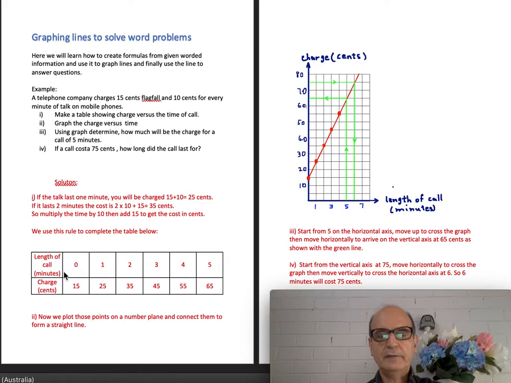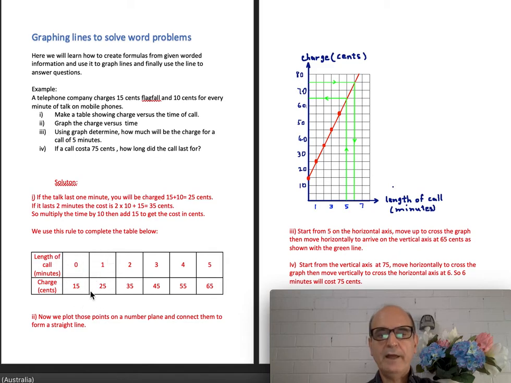So if the call is 0 minutes, you pay 15 cents. So that is 0 and that's 15 cents. Each division of money on the vertical axis is 5 cents. So that's 10 and that's another 5, so 15 cents. And this is 0 time for call. Alright, that point represents this set, 0 and 15.